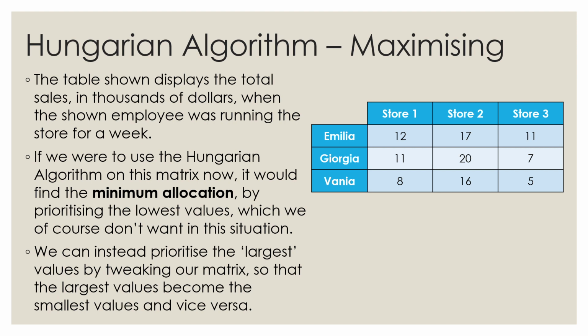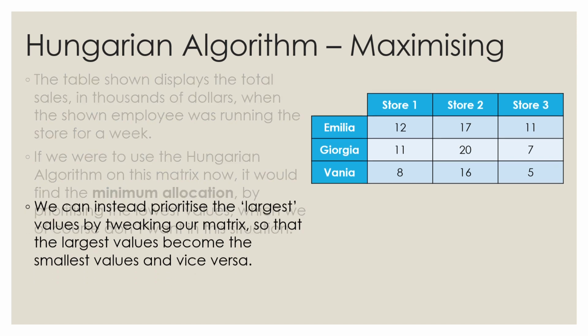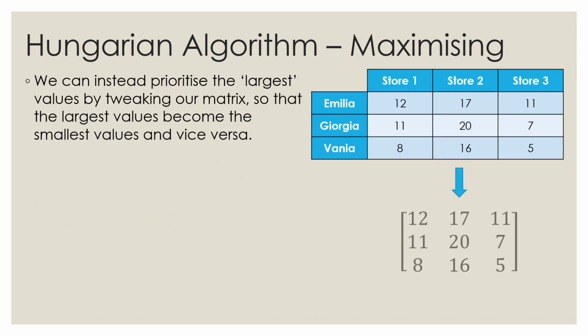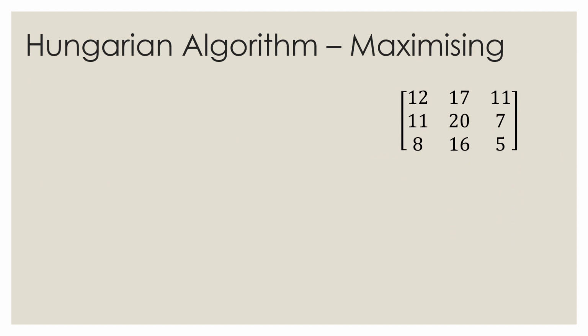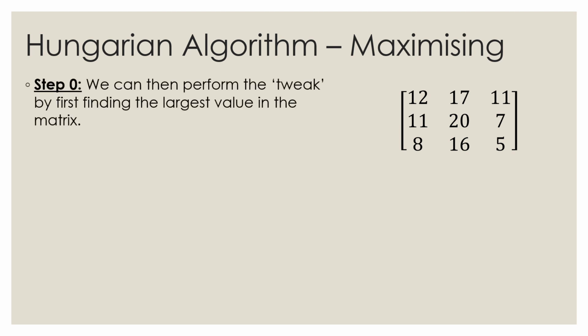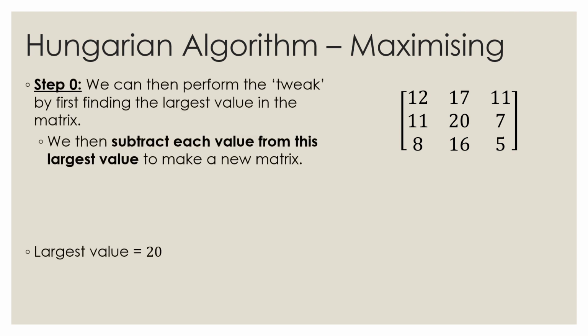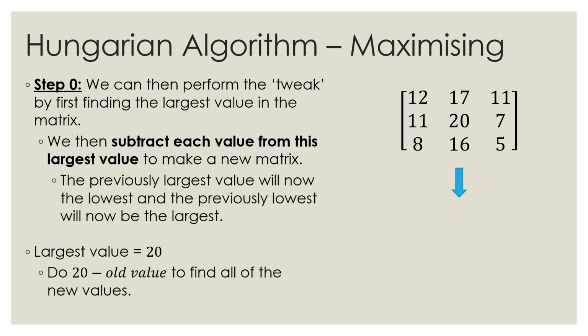Step number 1, as we did previously, is to represent it as a matrix like so. Once you've done that, the only additional step to use the Hungarian algorithm to maximize is to select the largest number in the whole matrix. In this case, it's 20, which is right in the middle. It doesn't matter where it's located. What you then do is subtract every single value in the matrix from that largest value, in this case 20, and we get a new matrix.